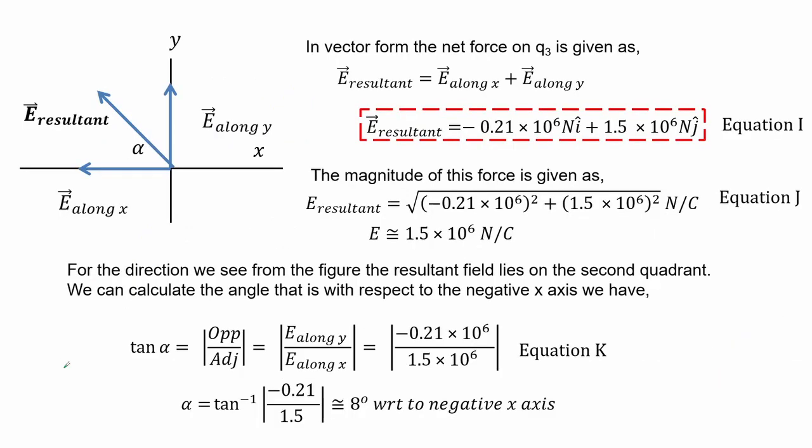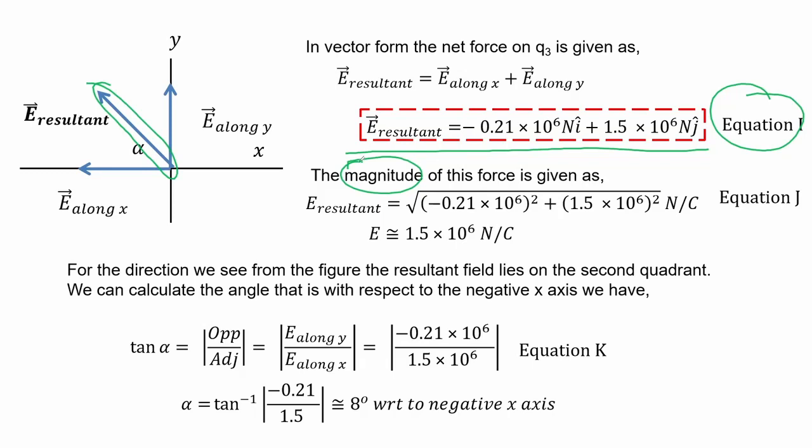Here we have the resultant field, which is expressed by its components along the x and y axis from equations G and H, as shown by equation I. Based on the signs of its components, the resultant is oriented in the second quadrant as shown by the figure. We can also solve for the magnitude and direction of this resultant electric field.